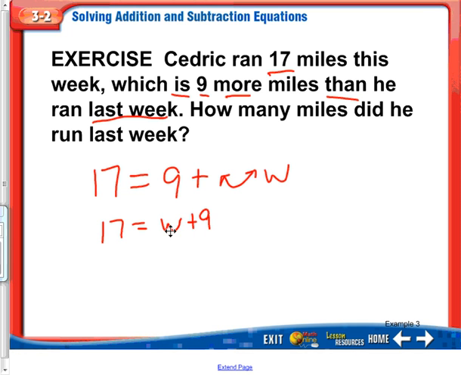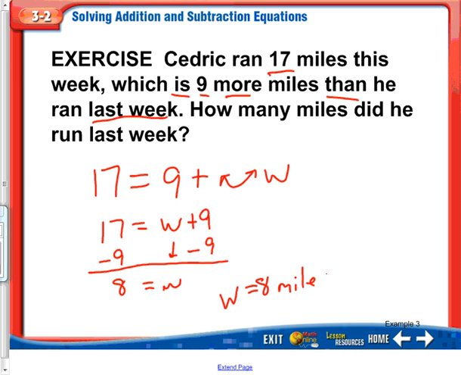So now we'll get the W by itself by subtracting 9 on both sides. Bring your W down. And 17 minus 9 gives us 8. So we want to rewrite it: W equals 8 miles. And so we know that that represents how many miles he ran last week.